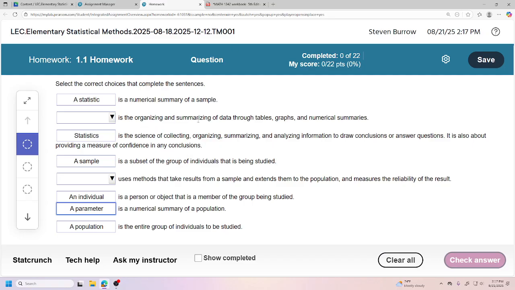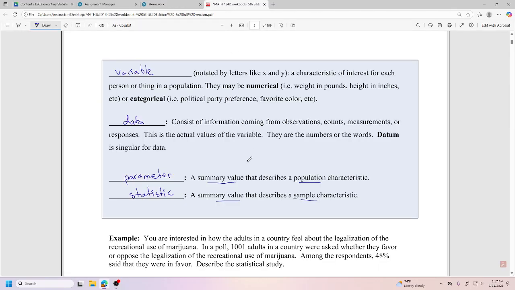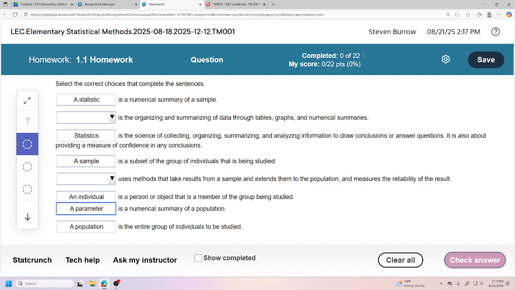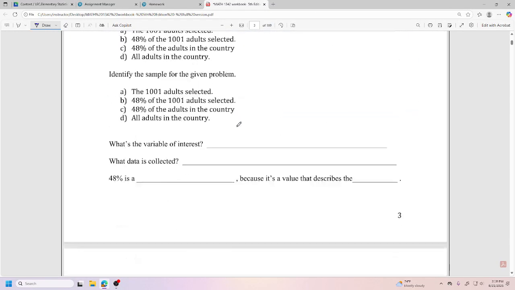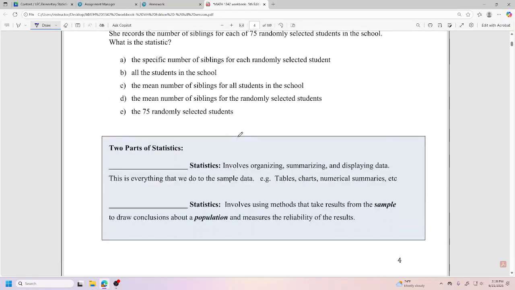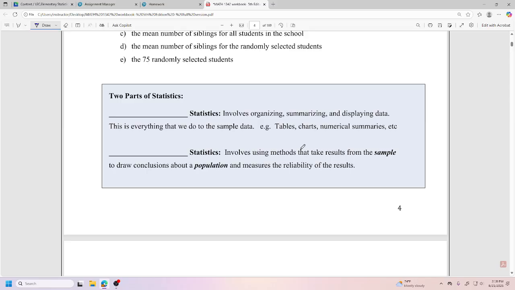Okay. Organizing, summarizing data through tables and stuff. Do I have that somewhere? Okay. Information, observations, counts, responses. No, we only got the two left. Let's see if it's on another box, and I know it is. Right here. Here it is. Descriptive. And this is all from last time. I'm just making sure that we can finish this one problem. Inferential. So descriptive and inferential.